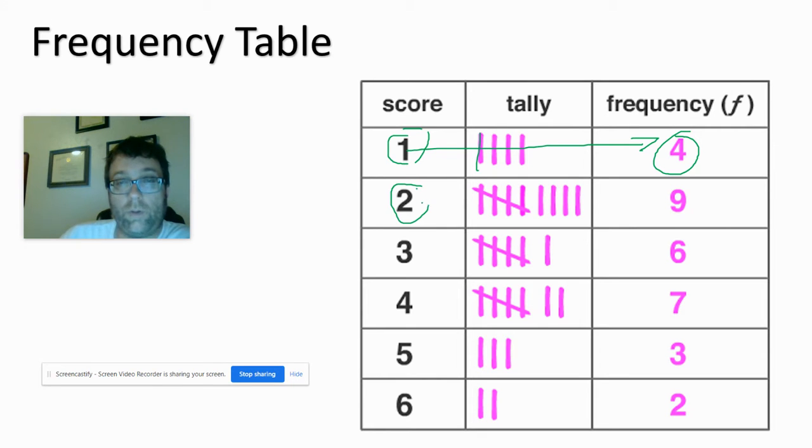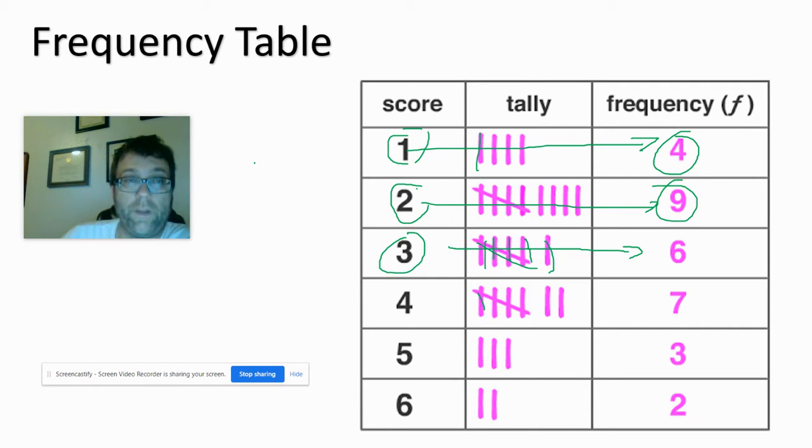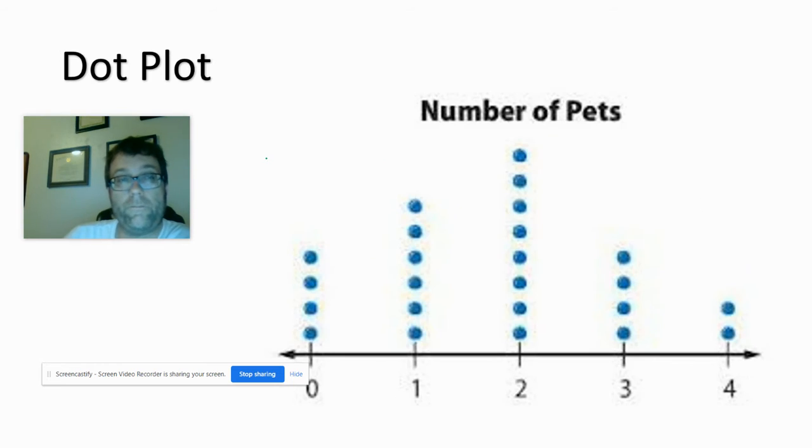That means if it lands on two, it landed 9 times. It landed on three, 6 times. The tallies in the middle are just simply as you're rolling it, you're marking how many times the event had happened. So this is frequency tables.